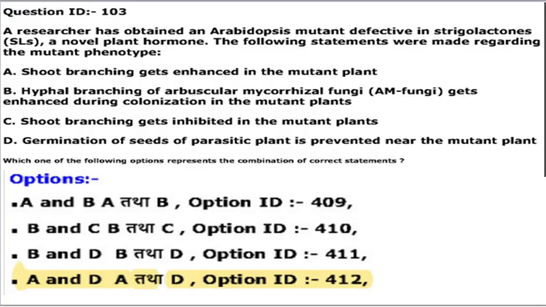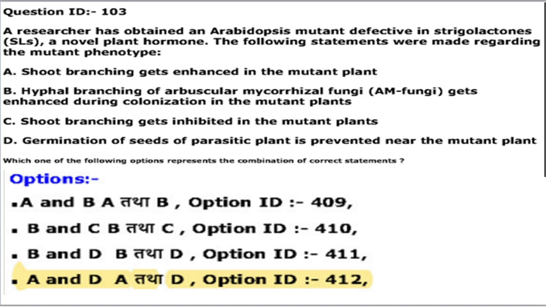Next, a researcher obtained an Arabidopsis mutant defective in strigolactone. So this particular plant does not have strigolactone synthesis, the novel plant hormone. The following statements were made regarding the mutant phenotype. Whenever you come across the name of a novel hormone, refer to the recent article. You should know the function, so just write down the function of strigolactone in your paper itself. Only then can you answer this question correctly.